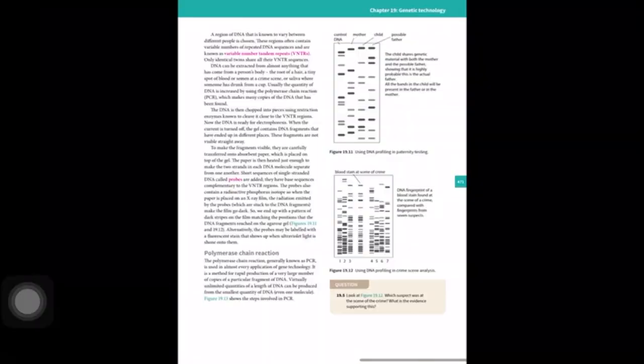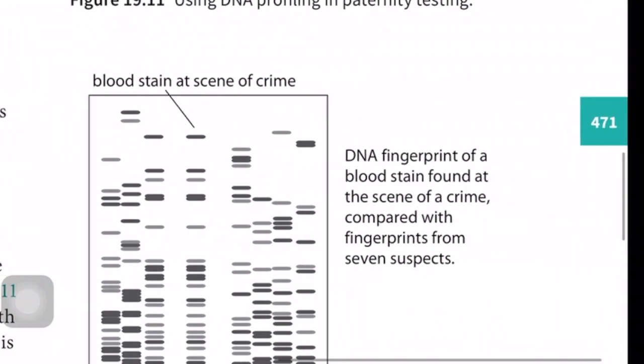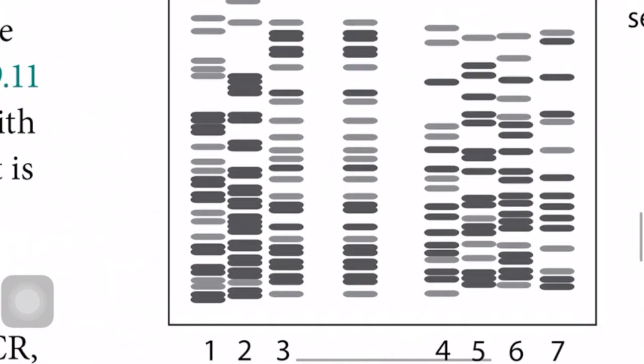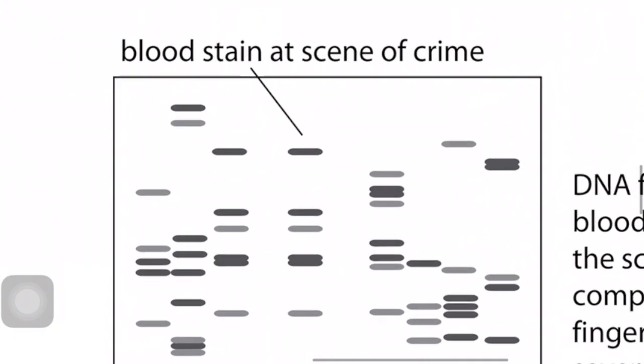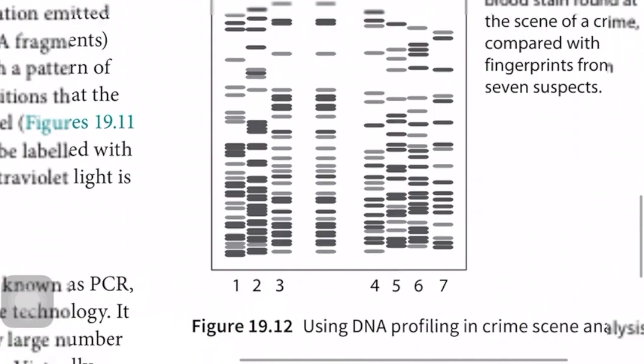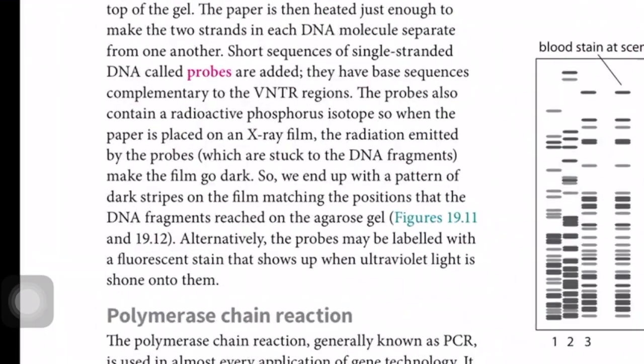Yeah, now let us look at this one. DNA fingerprinting of a blood stain found at the scene of a crime compared with fingerprints from 7 subjects. This is the stain of blood at the scene of the crime, and we can see it almost, or rather fully, matches with number 3, which means that these both samples came from the same person, because VNTRs are unique to a person, which means that number 3 is the suspect, since it matches the spot of blood which we found at the crime scene. Okay, so like this, DNA fingerprinting is very useful in forensic science.